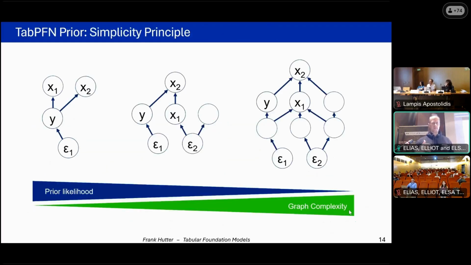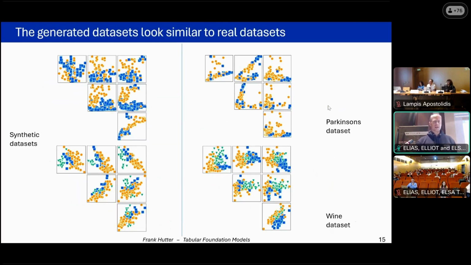All right. In this prior, we also have a simplicity principle that says we put more probability on simpler explanations. So simpler graphs are more likely than more complex graphs. We can have these complex graphs with all kinds of latent structure in there, but in order not to overfit, we actually favor simpler explanations, and that's why the simpler graphs are more prominent in our prior. And then here we just visualize some data sets.